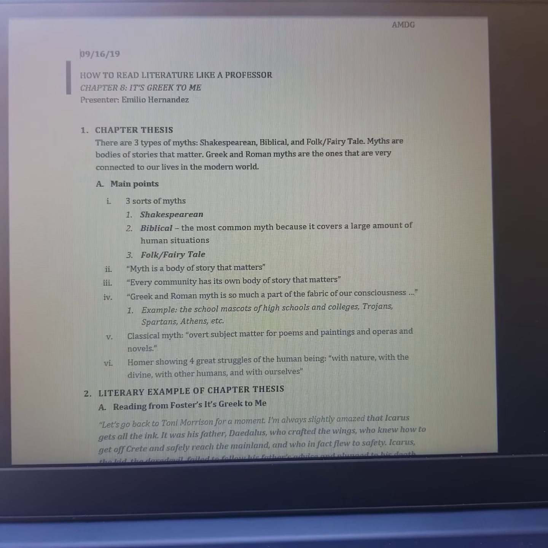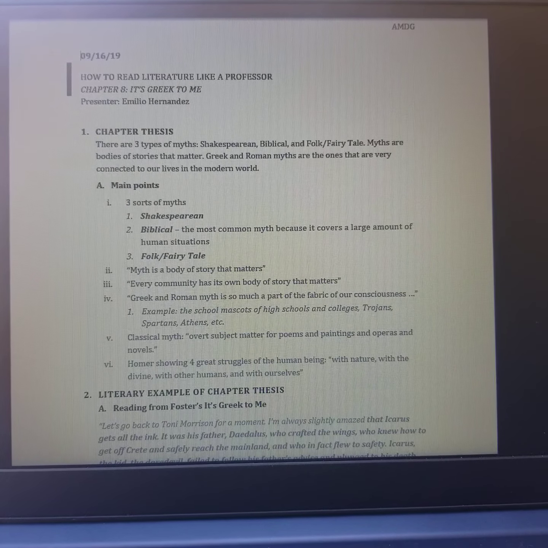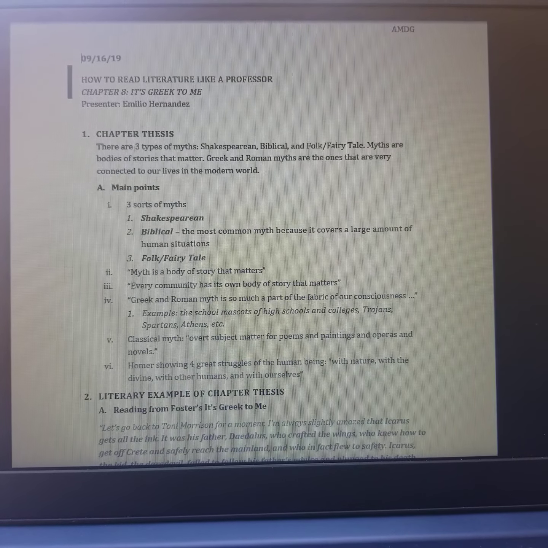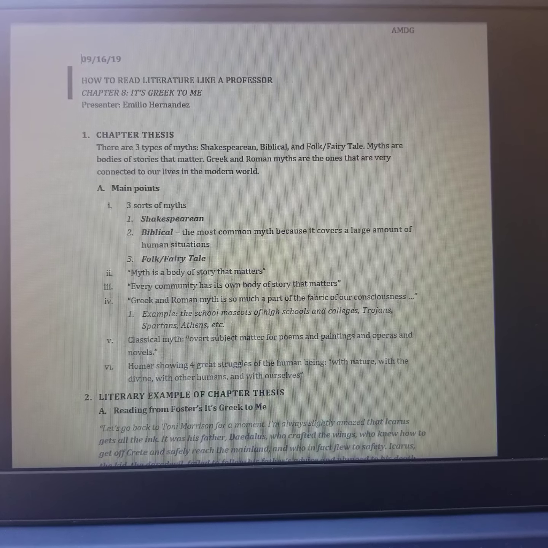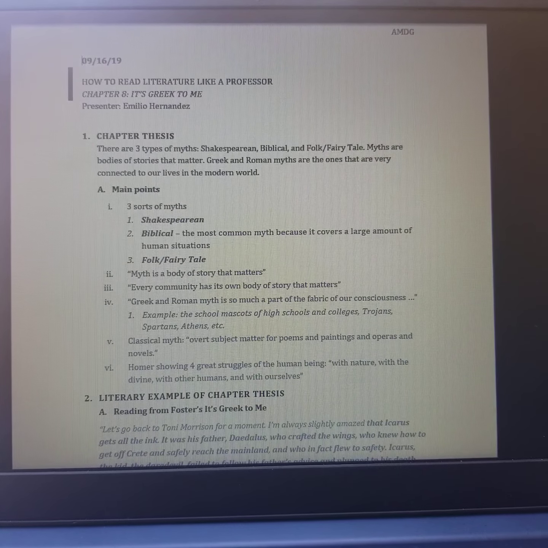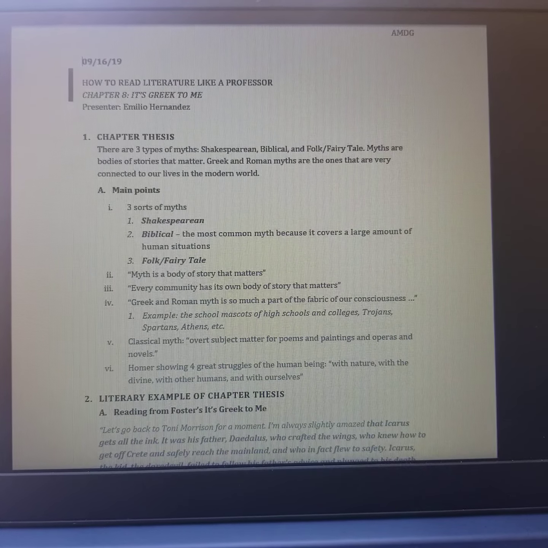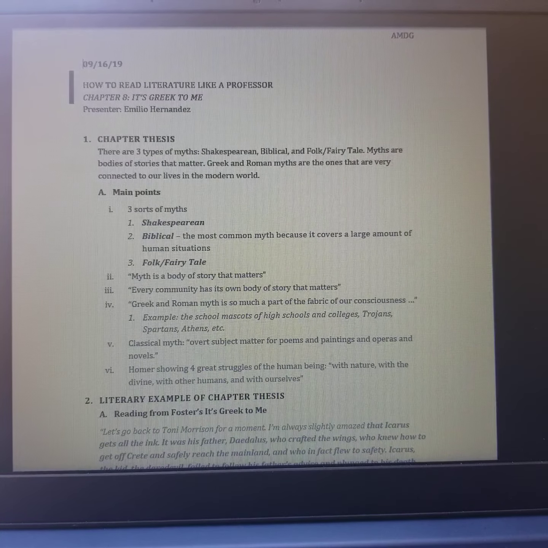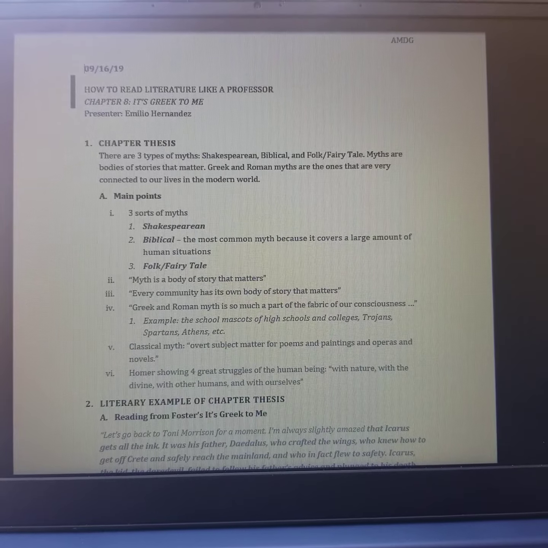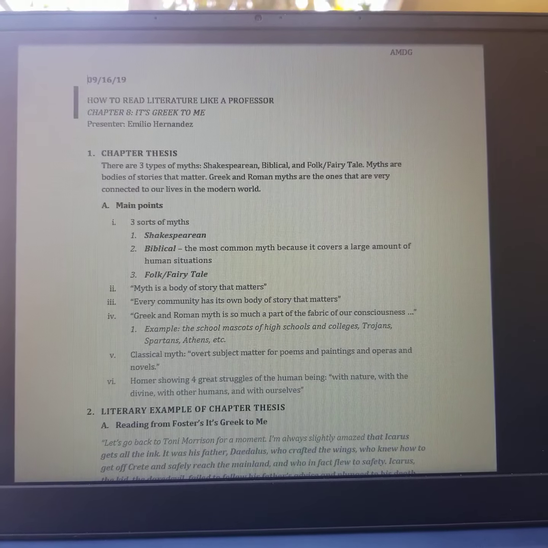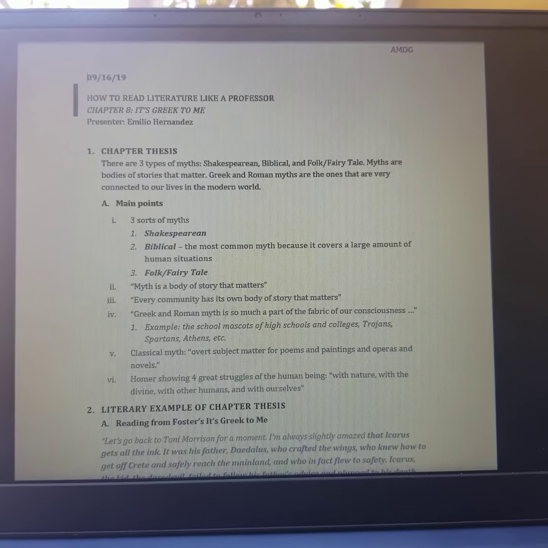So, the chapter thesis is that there are three types of myths: Shakespearean, biblical, and folk/fairy tale. Myths are bodies of stories that matter. Greek and Roman myths are the ones that are very connected to our lives in the modern world, which we don't realize strongly, but we subconsciously know that that's true.